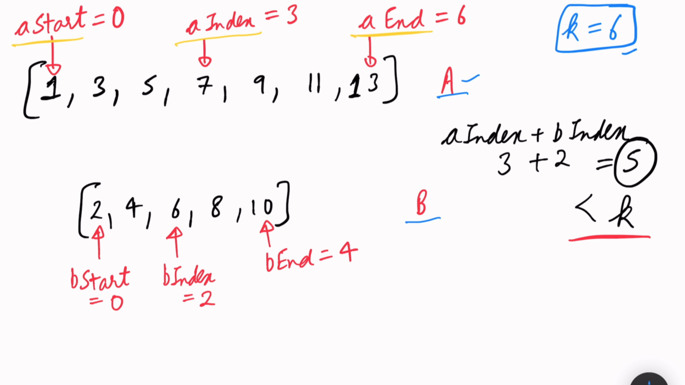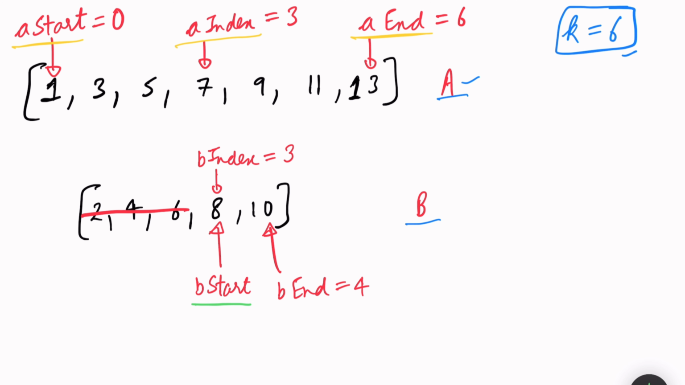So we are going to eliminate the left side of array B, and we are going to update B start equal to B index plus 1, which is going to be equal to 3. Now we have incremented B start to 3 and we have eliminated these three elements. What this elimination means is that these three elements are going to be present to the left of the value at index k. Now let's move forward.